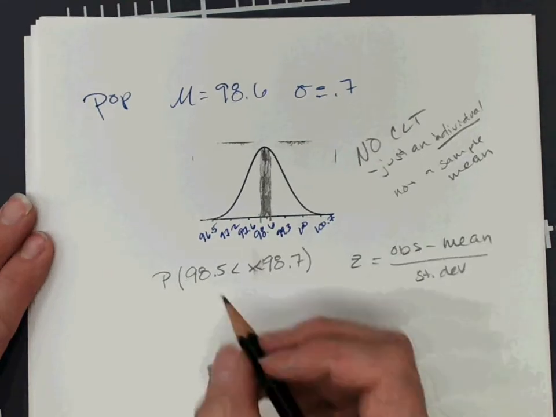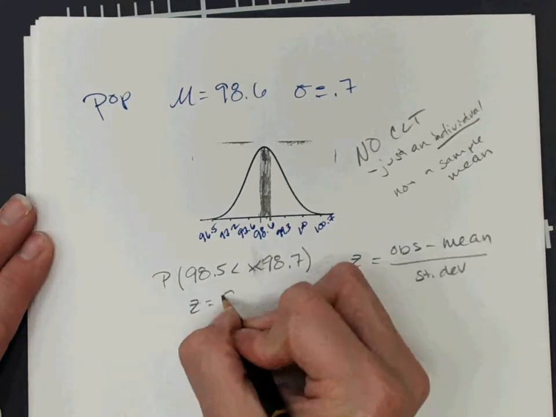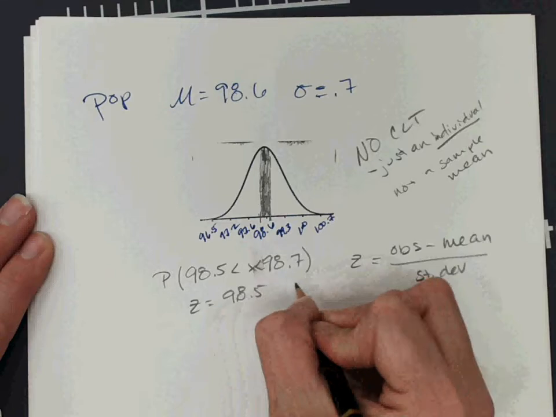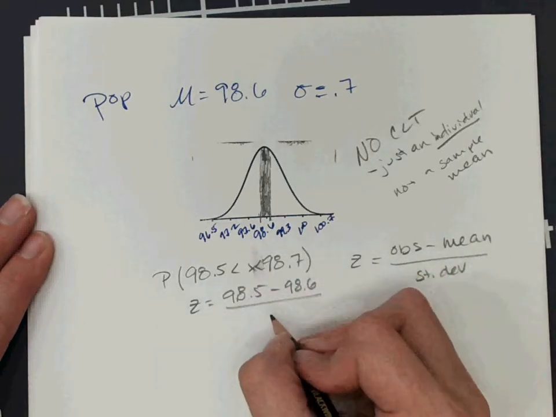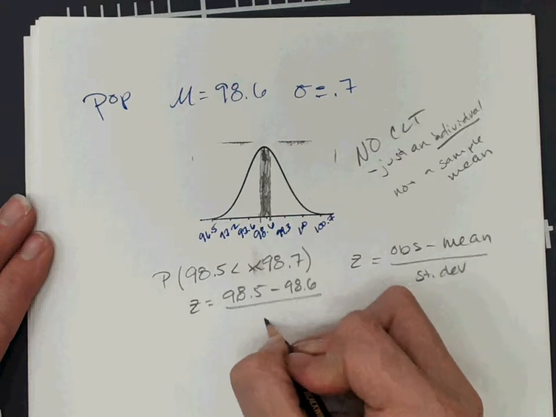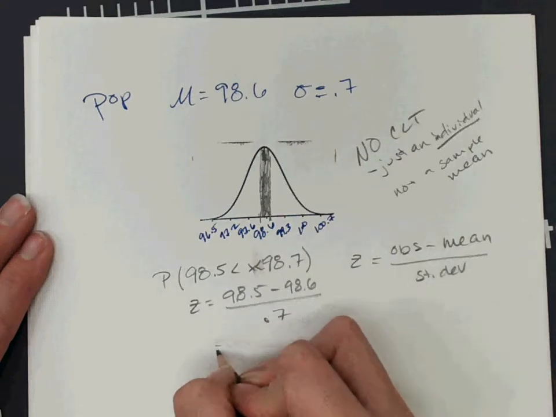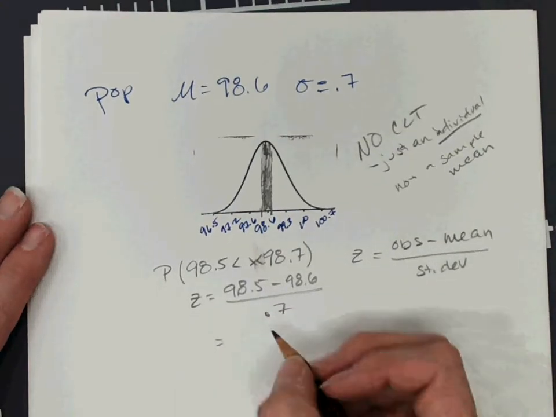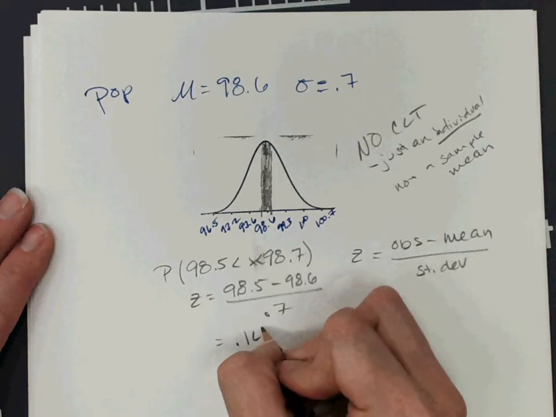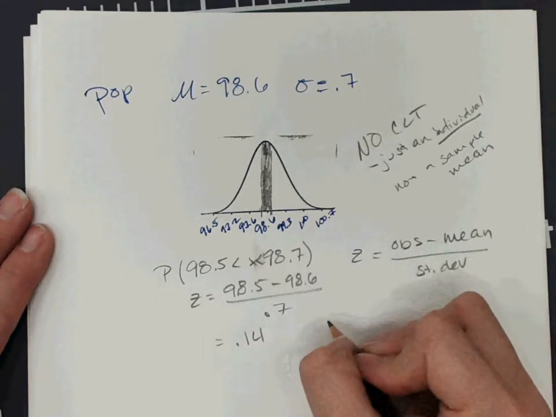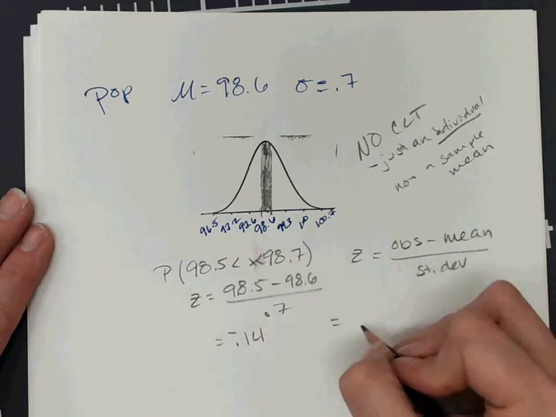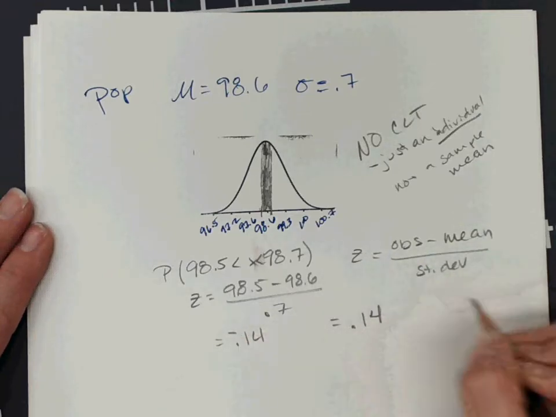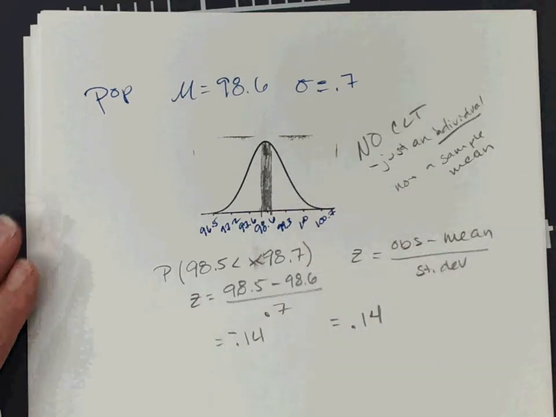Now, remember, the z-score is equal to the observation minus the mean, divided by your standard deviation, right? So for my first z-score, I've got 98.5 minus 98.6 divided by my standard deviation of 0.7. For my first z-score, I get approximately negative 0.14. My other z-score is 0.14. They're both 0.14 away from the mean, just in opposite directions.